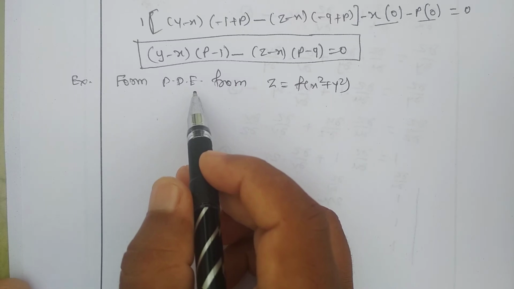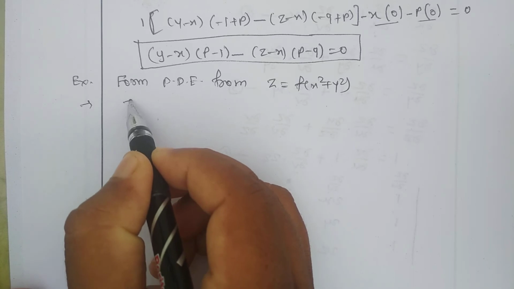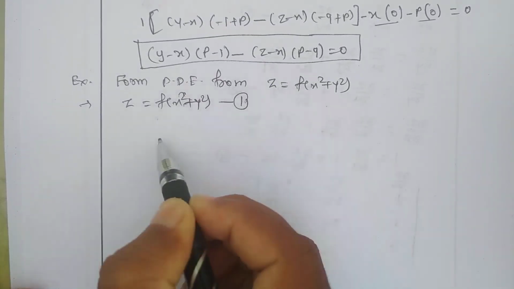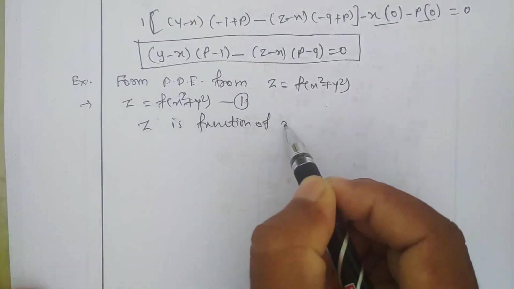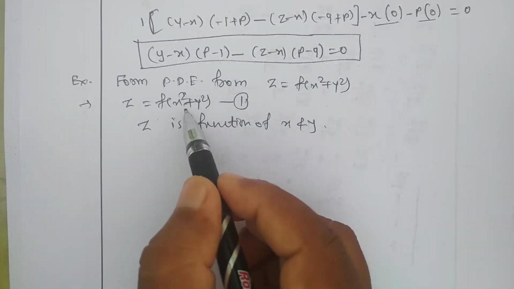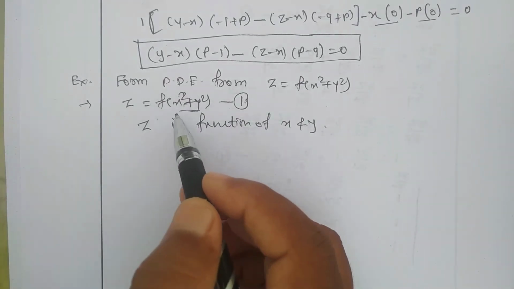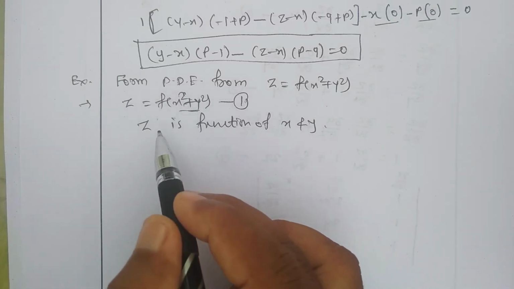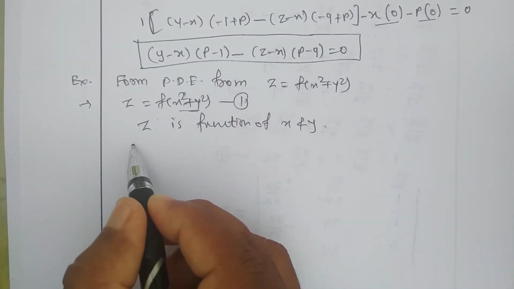Form a partial differential equation from z equals f of x square plus y square. So we have given z equals f of x square plus y square. Call this equation number 1. Here z is a function of x and y. We can directly write z is the function of x and y. No need to write u and v here, because here is only one function. In the previous example there are two functions inside f, so that's why we introduced u and v. Here no need to introduce u and v. So z is a function of x and y, so we can directly differentiate this.